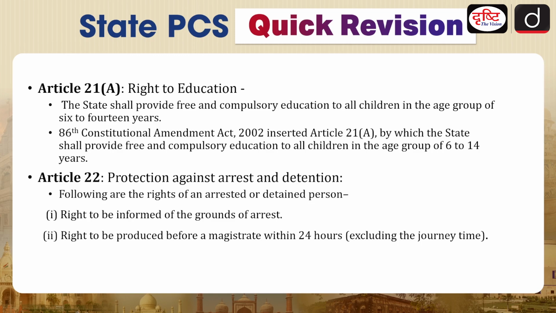Now Article 22 talks about protection against arrest and detention. When a person is being arrested or detained, he should be informed about the grounds of arrest. Then there is the right procedure which has to be followed, and he has to be produced within 24 hours in front of a magistrate.